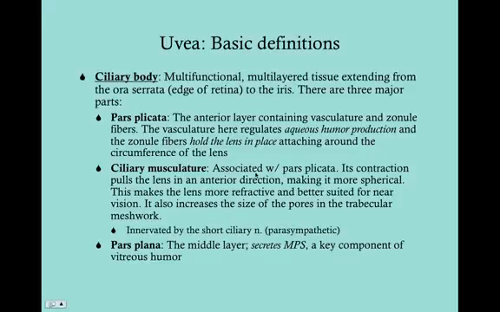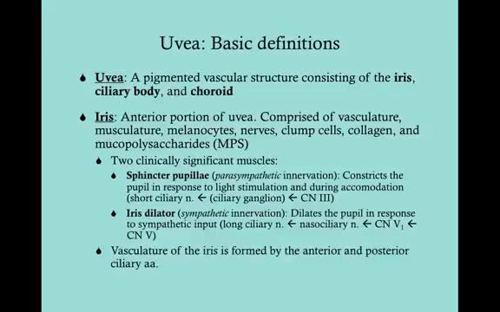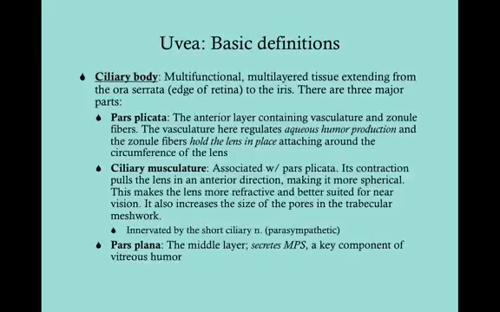The ciliary musculature is associated with the pars plicata. Its contraction pulls the lens in an anterior direction, and that makes it more spherical. So here's your lens here. When the ciliary muscle contracts, your lens is going to become more spherical, more circular, and that increases the refractive index of the lens. And so by doing that, it is going to project the image more anteriorly. And that is good, again, for accommodation.